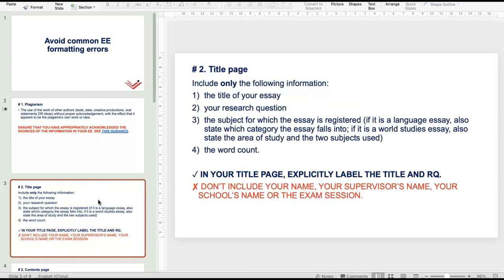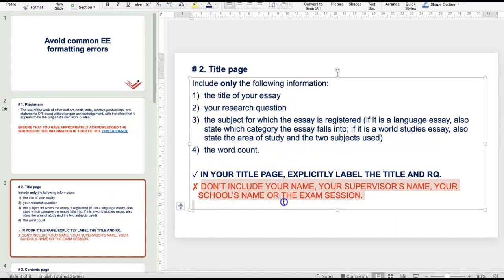Okay, the title page we've talked about, so I won't spend too much time on this, but it's amazing how many students mess up on the title page. Don't let that be you. Include these details. Don't include any identifying information.